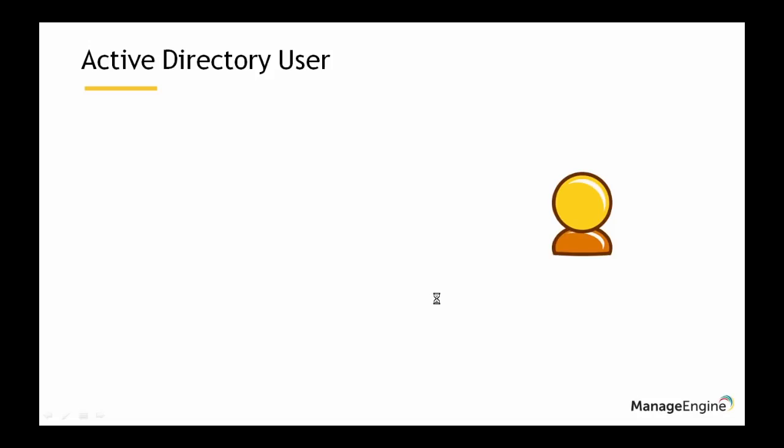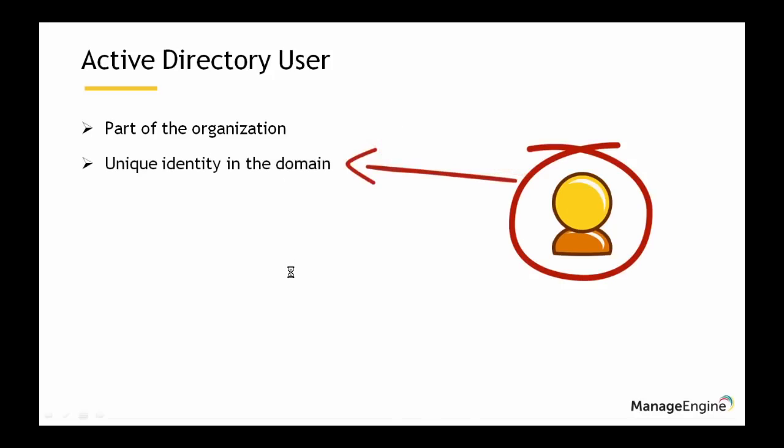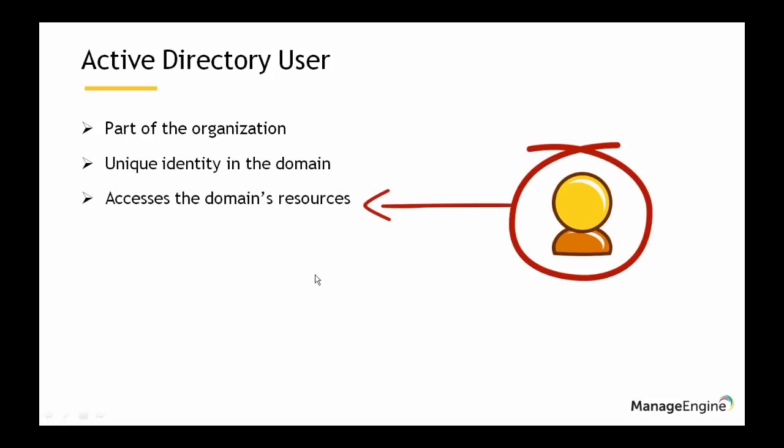And now let's have a look at the objects in Active Directory infrastructure in detail. First we'll be having a look at the user object. So a user object in Active Directory is a member or part of the infrastructure, part of the organization. And a user object will have a unique identity in the domain.